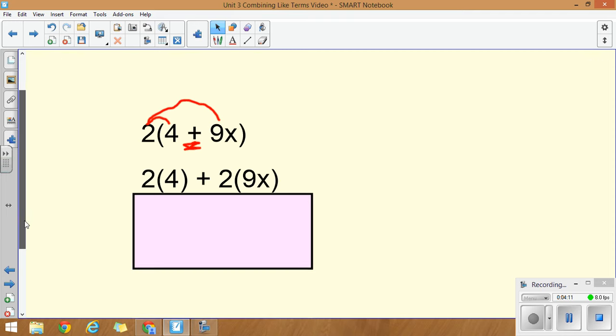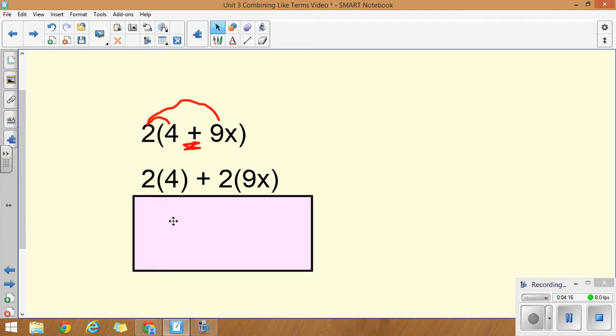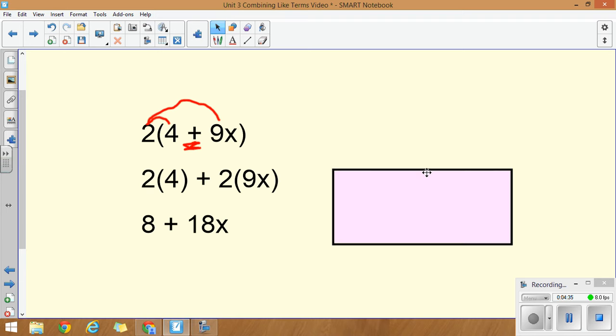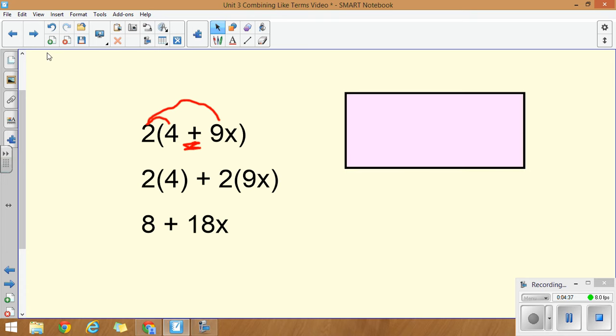And now we just simplify as much as we can. 2 times 4 is 8. And bring the plus sign down one more time. And 2 times 9 is 18x. This is a coefficient. This is a constant. So we can't add them up to make 26x. So that's our final answer until we know what x is equal to. Okay? Again, pause anywhere you need. Write any question down that you may have, and please bring it to class tomorrow.